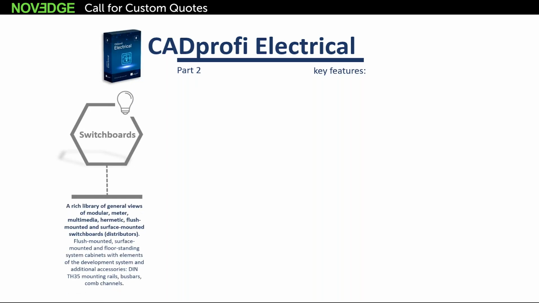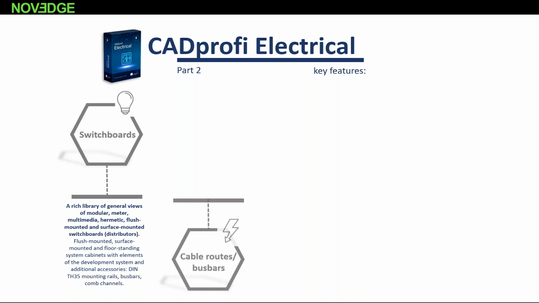That's a rich library of general views of modular, meter, multimedia, hermetic, flush-mounted and surface-mounted switchboards, also known as distributors, flush-mounted, surface-mounted, and floor-standing systems, cabinets with elements of the development system and additional accessories. And that also considers DIN standards, which are the German ones, and TH35 mounting rails, bus bars, and comb channels.